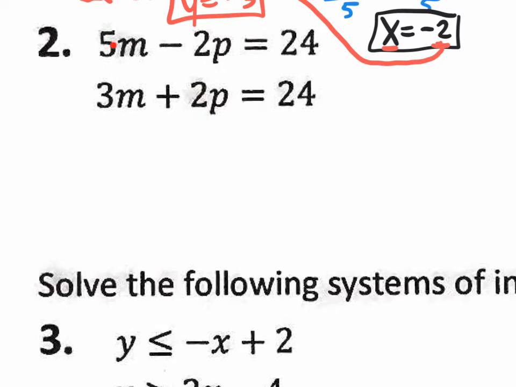Because if I combine the lines, the 5m plus 3m is 8m. Right here, the -2p and the positive 2p really cancel out. So it's ready to rock. It's ready to go. So you're going to have one of these on the test. It's pretty easy. So let's combine the lines.